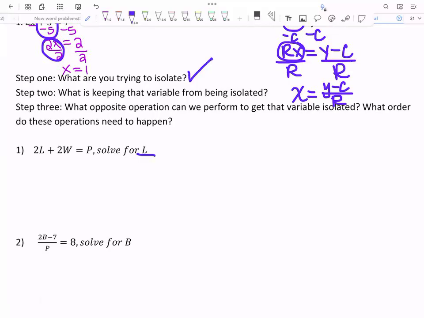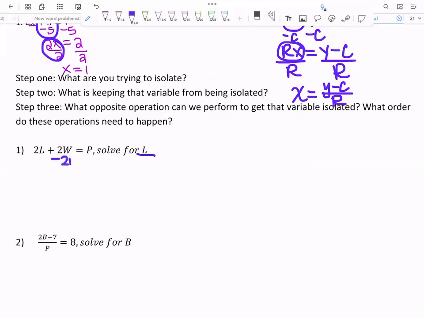So we know what we're trying to isolate. We need to look at what is keeping that from being isolated. So we have a 2 times L and we have a plus 2W. So those are the two things we need to get rid of. Right? Then we need to know what opposite operation we need to perform and in what order. So we always need to get rid of the positive or negative first, the plus or minus, and then get rid of the division. Right? So now we have a plan for what we're going to do.